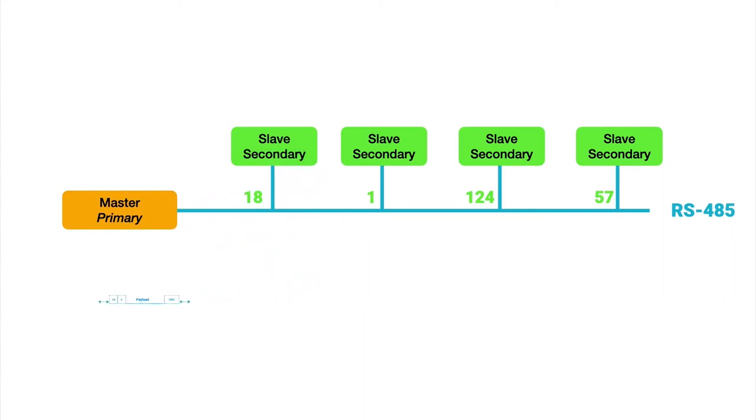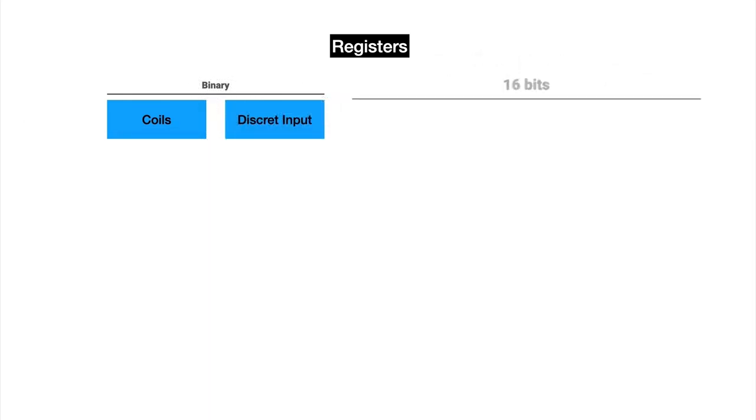A Modbus device can handle two things through registers: relays that can take a binary value on or off. If the primary can modify the state and, of course, read it, it's called a coil. If the binary value can only be read, it's a discrete input.